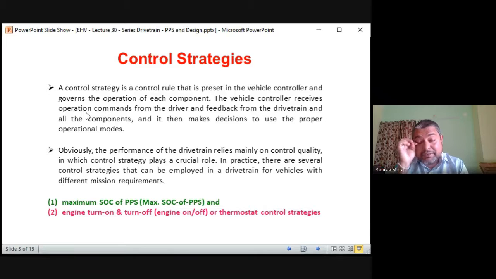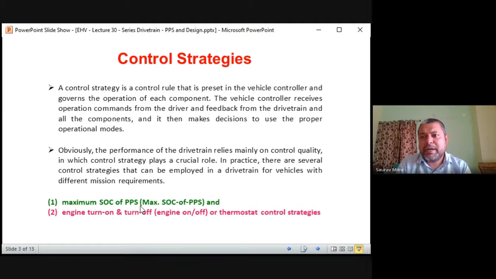Sometimes the engine is driving the vehicle as well as charging the PPS at the same time. So we have seen some 8 to 9 different operating modes, and some modes will be discussed here under PPS. There are mainly two operating modes, or control strategies. One is maximum SOC of PPS, that is the first strategy.